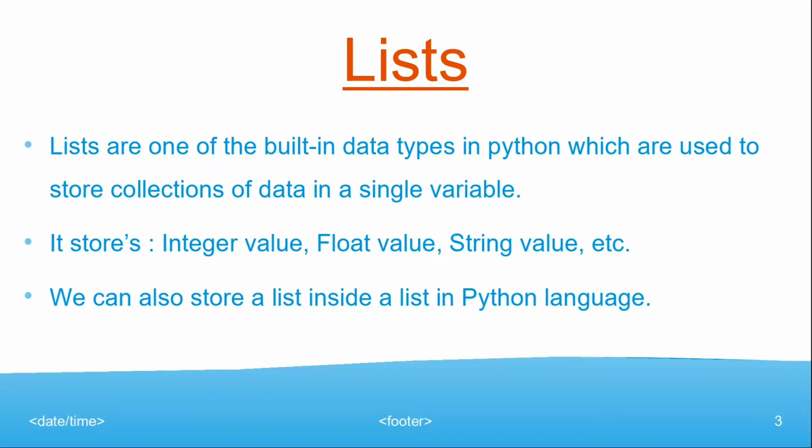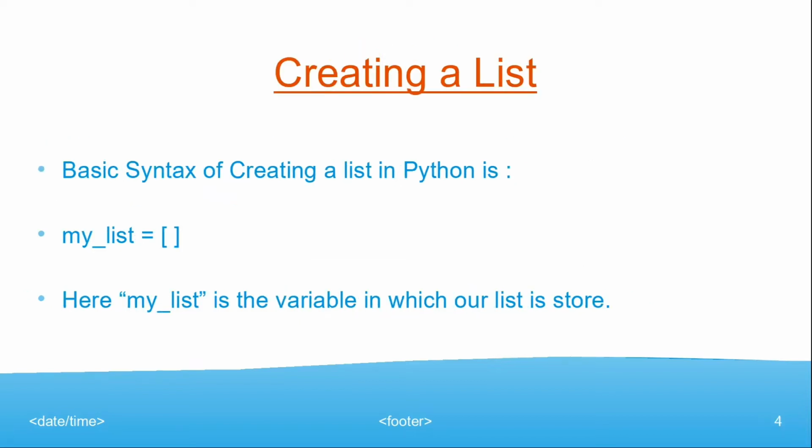Lists are one of the built-in data types in Python, which are used to store a collection of data in a single variable. So how is a single collection of data stored? It can store integer values, float values, string values, etc. One important point to notice is that we can store a list inside another list in Python. Isn't it a cool fact? I personally find it very cool that we are able to store a data type inside a data type in Python.